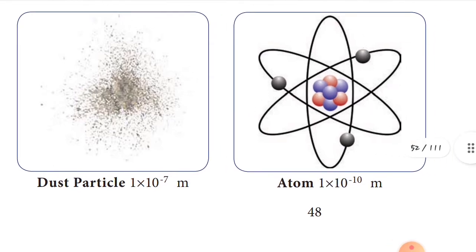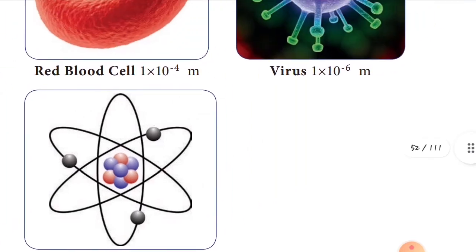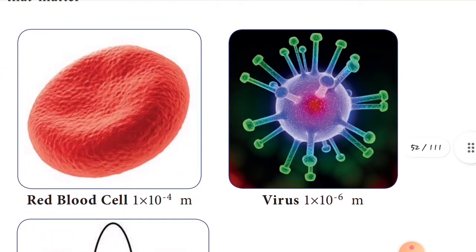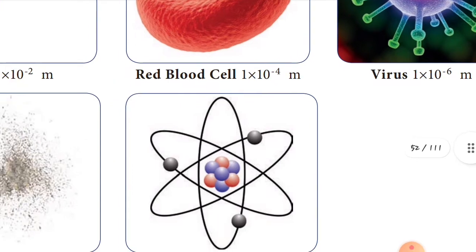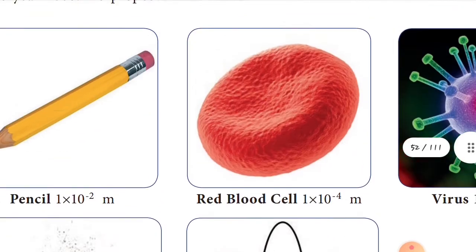And see here, children, atoms. Atom is nothing but proton, electron and neutron, and its size is 1 into 10 power minus 10 meter. And see the structure of the virus, children. The virus size is 1 into 10 power minus 6 meter. Now, how do you understand the size of the atom, children? Which one is the smallest of these five things? Yes, atoms, 1 into 10 power minus 10 meter. This is clear to you, children?